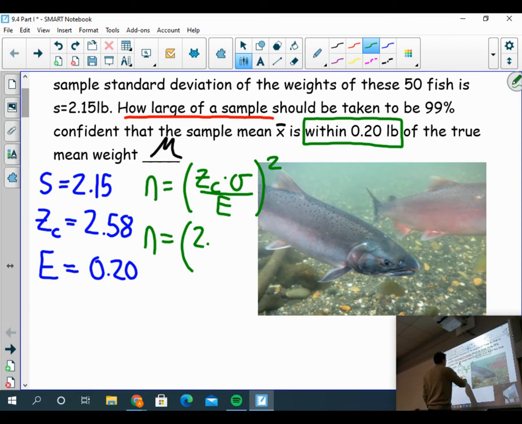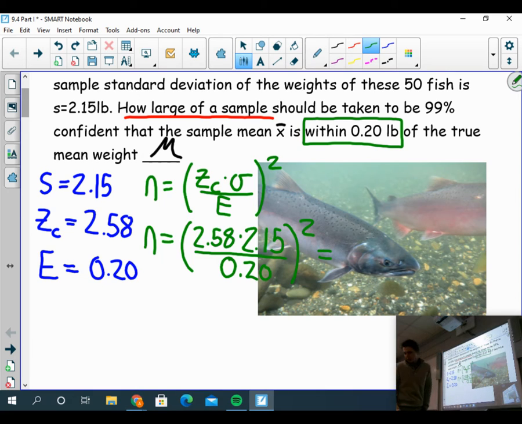So we plug in our values. Z of c is 2.58, our critical value for a 99% level of confidence. We don't know sigma, but we do know s, and because we are working with large sample sizes, we are A-OK to substitute s in for sigma. That was our first definition in 9.1. Our error is 0.2. And when we plug this in the calculator, what we find is we get 769.2.